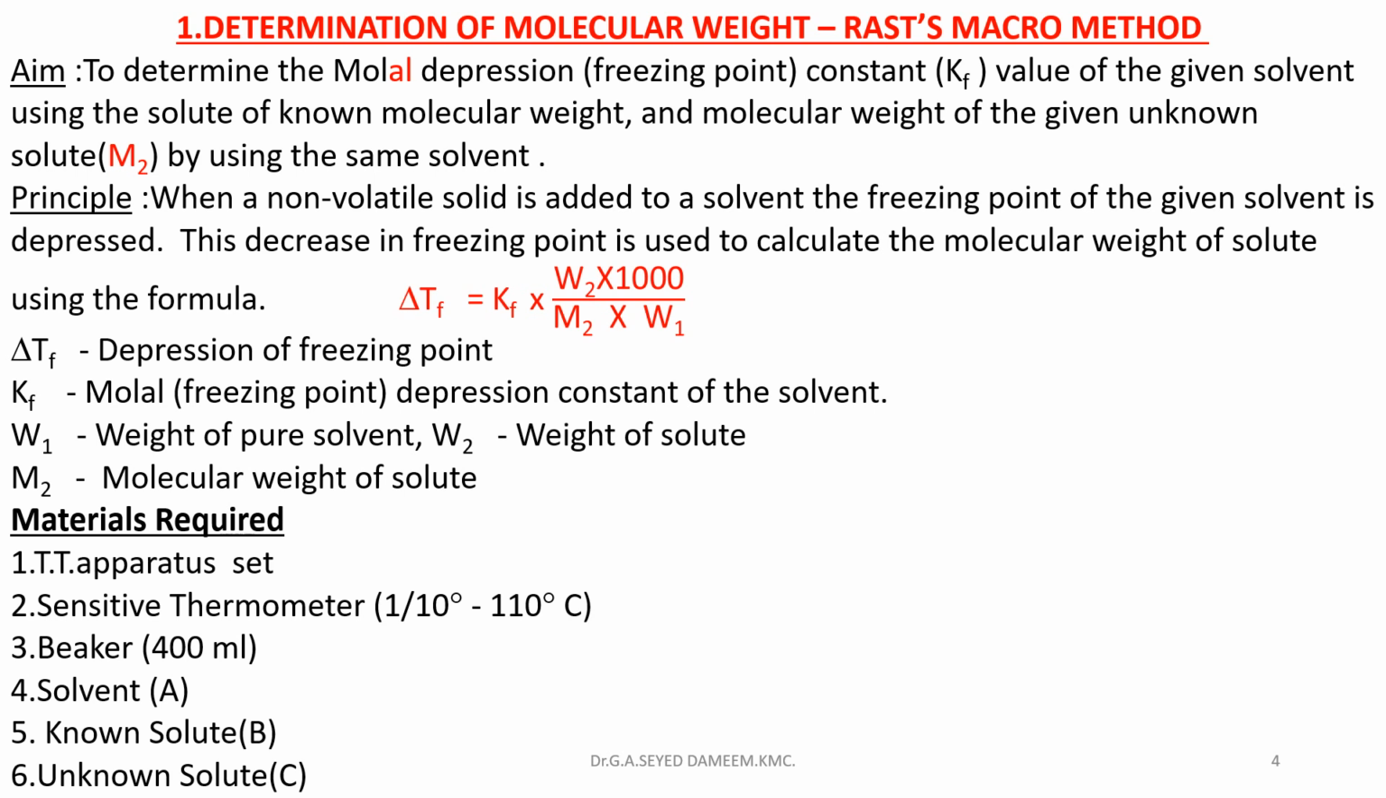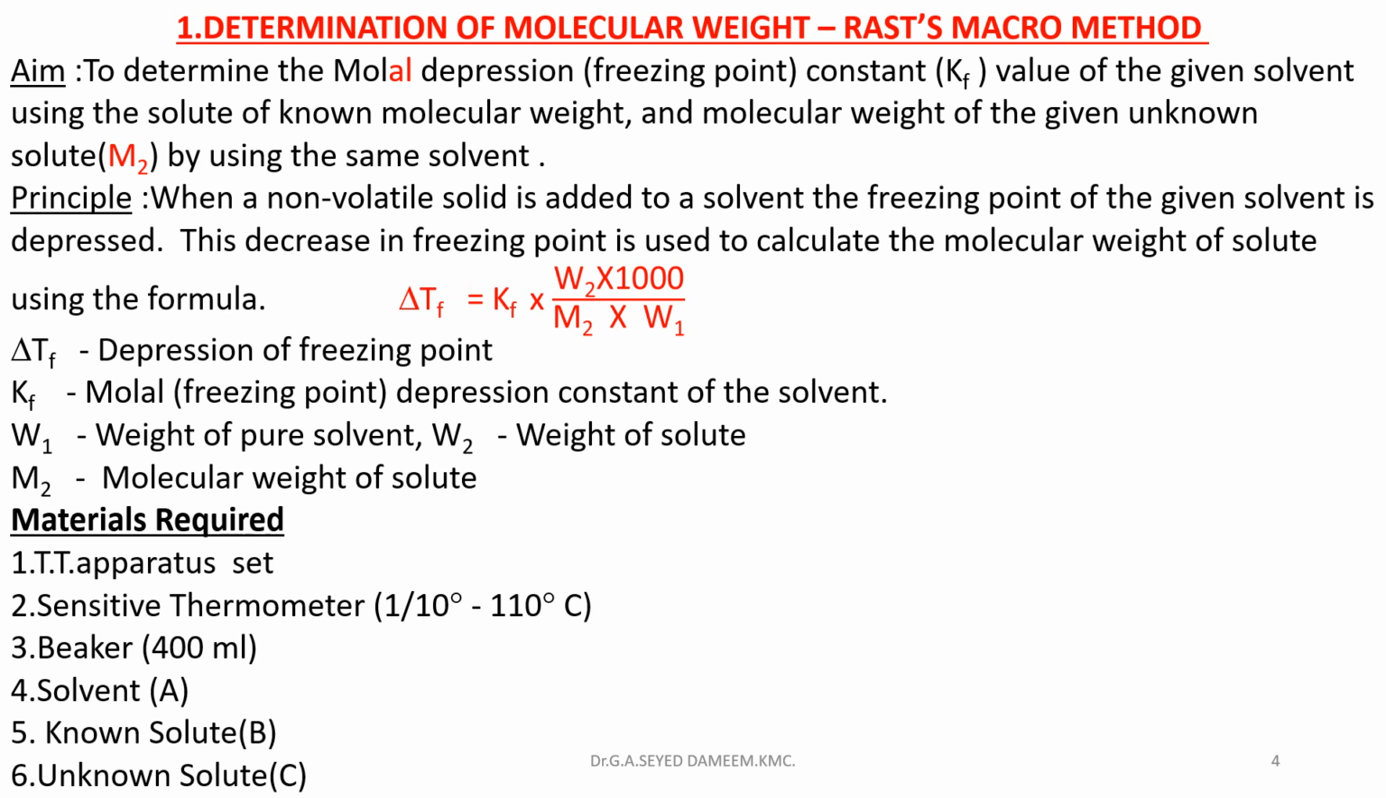W2 is the weight of solute, M2 the molecular weight of solute, and W1 the weight of solvent. So the molality formula, W2 into 1000 divided by M2 into W1, is the number of moles of solute present in 1000 grams of solvent. Now delta Tf, the depression of freezing point, is directly proportional to molality, that is equal to Kf into molality, where Kf is the molar depression constant of the solvent.